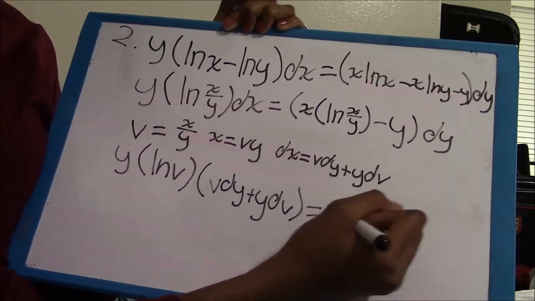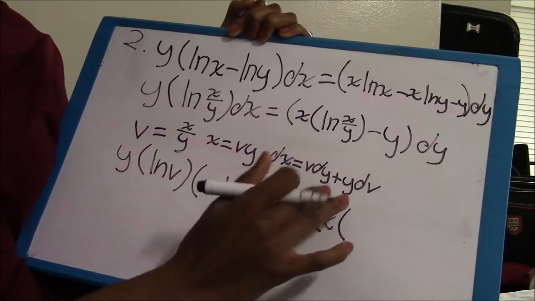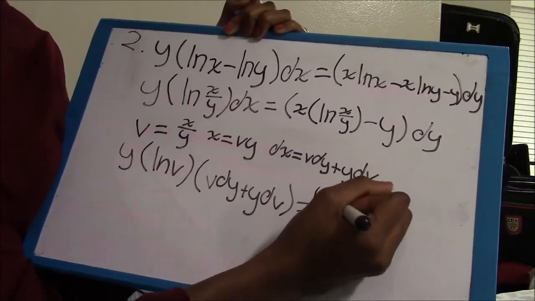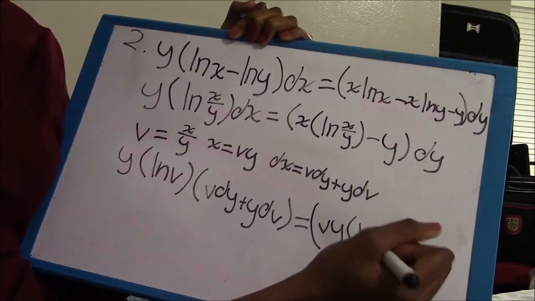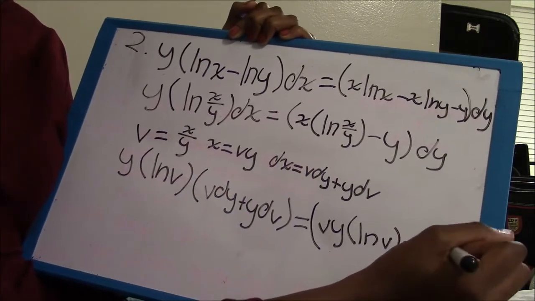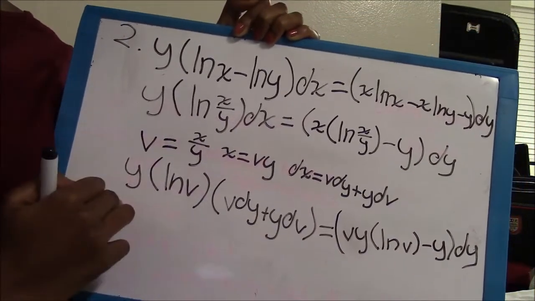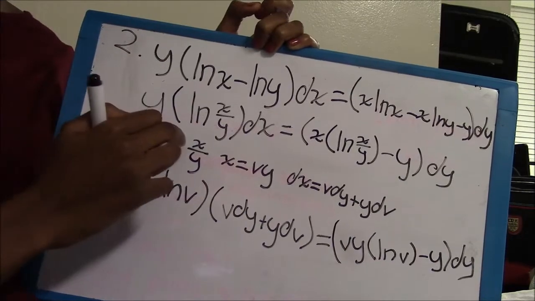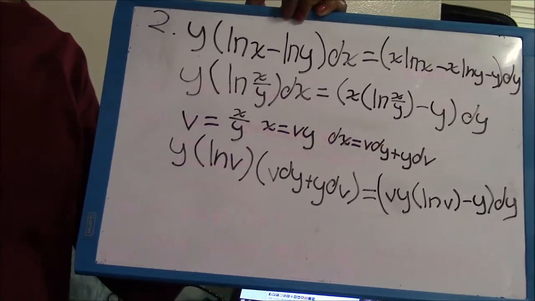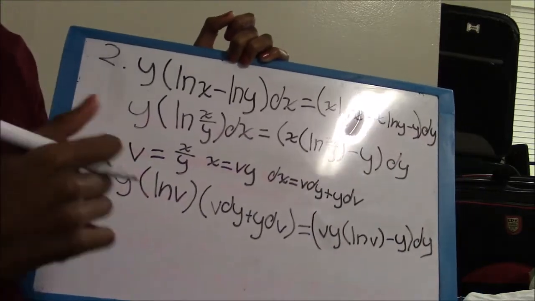equals x times, x is equal to v y, so it's vy times the ln of v minus y dy. Notice that all the y's in here are staying the same because when we're using v, we only substitute for x, but when we're using u, we substitute for y.